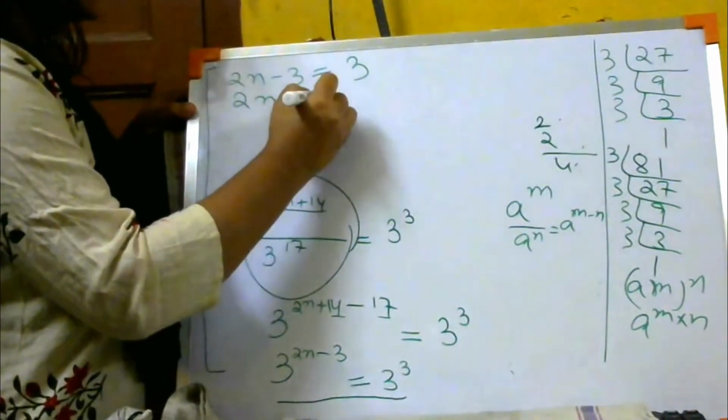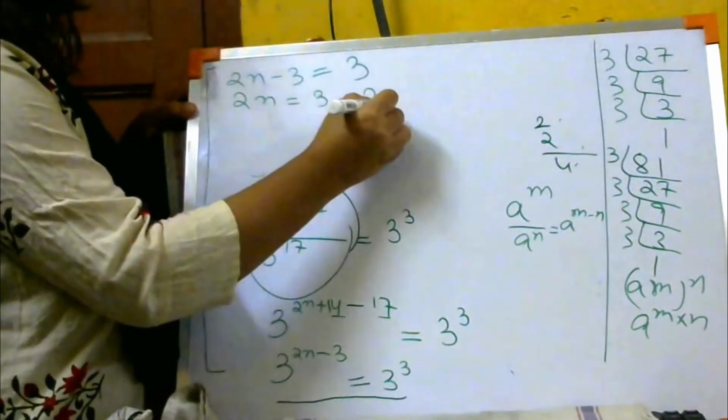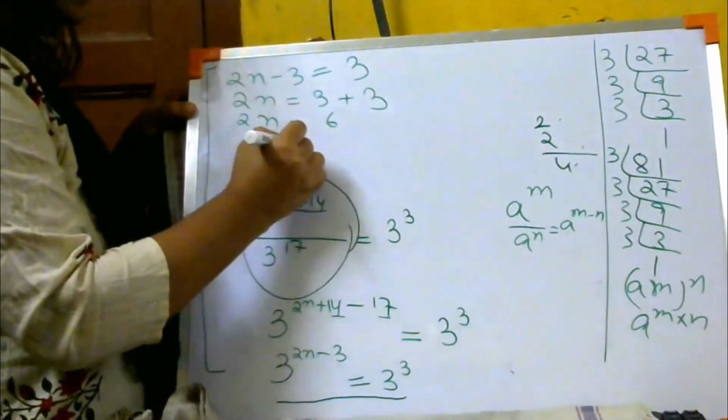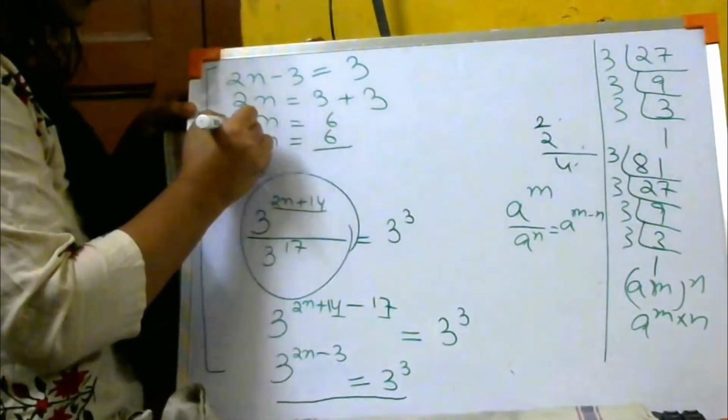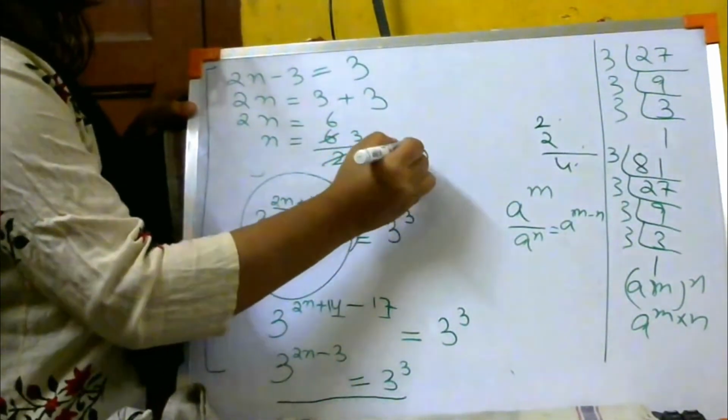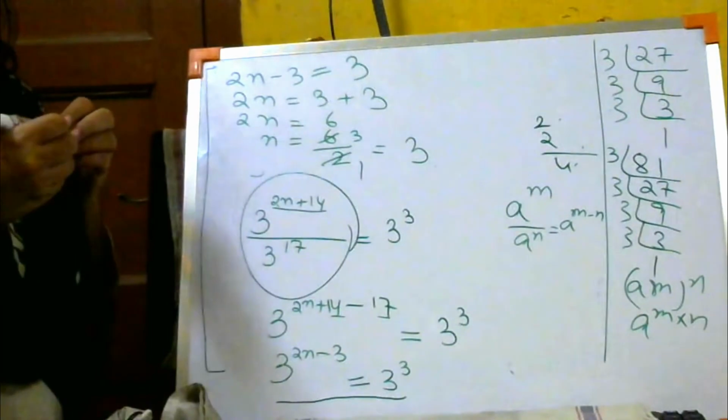2n equals to 3. इस 3 को वहाँ पे ट्रांसफर करो तो प्लस 3 हो जाएगा माइनस से. So 2n equals to 6. सिर्फ n निकालना है. n is equals to 6. यहाँ पे मल्टीप्लिकेशन फॉर्म में था 2. यहाँ पे आगे डिविजन हो जाएगा 1 और यहाँ पे 3. So n is equals to 3. This is your answer. Did you understand?